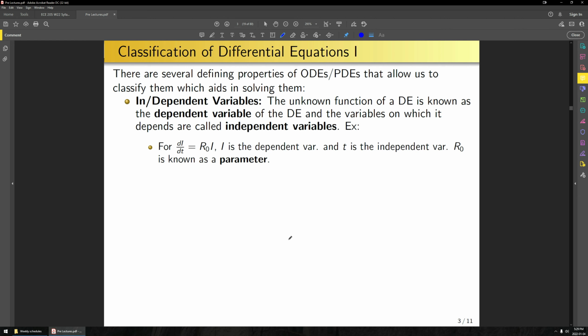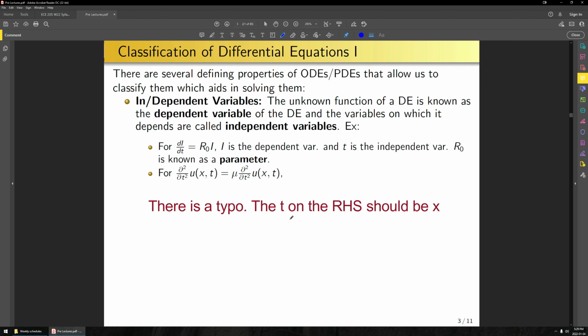Okay, so let's look at another example. So for this equation here, the wave equation that we talked about earlier, in this case, what do you think the dependent variable is going to be?